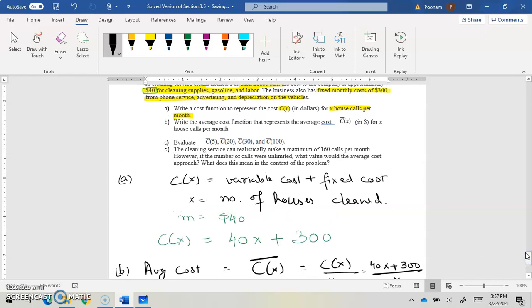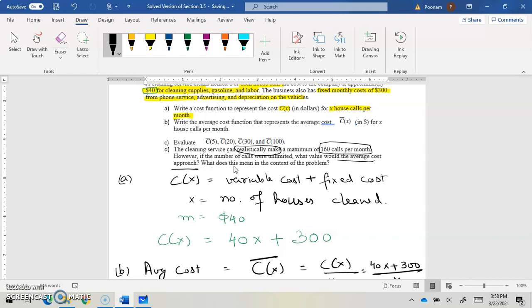Now, the cleaning service can realistically make a maximum of 160 calls per month. That means that on a realistic level, they cannot clean an infinite number of houses, right? So there is a limit to it. The maximum number of houses they can clean in a month is 160. However, if the number of calls is unlimited, what value would the average cost approach? So that is the application of asymptotes.